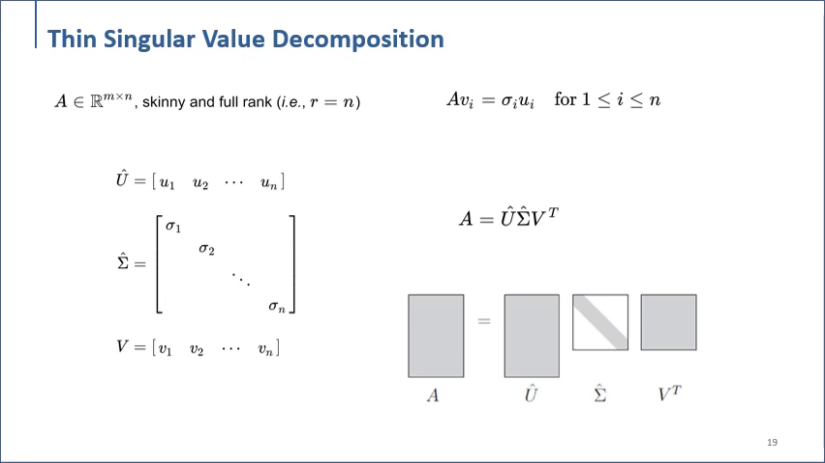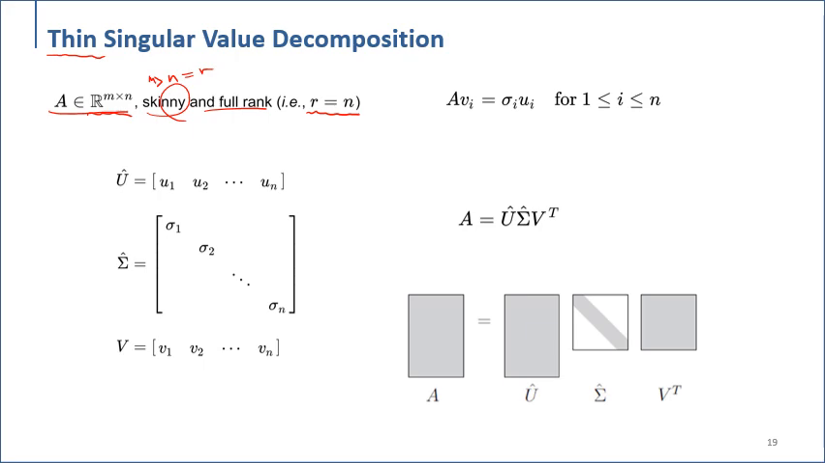So by using it, let's consider singular value decomposition. Especially for this case, let's think about the A matrix as a thin matrix. That means the A matrix has a skinny and full length shape. A is an M times N matrix, but here skinny means M should be larger than N, so the A matrix has more rows compared to the number of columns. And full rank means R is equal to N. So that is our special case.